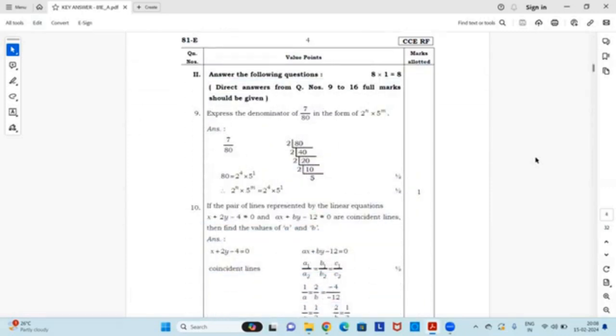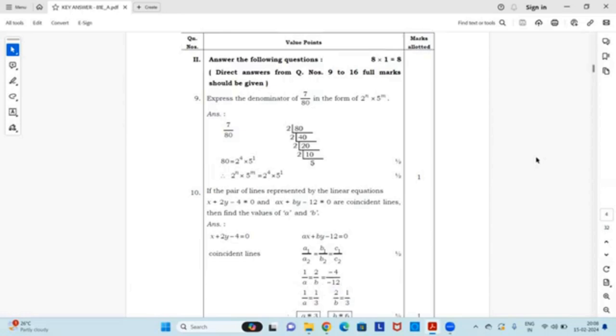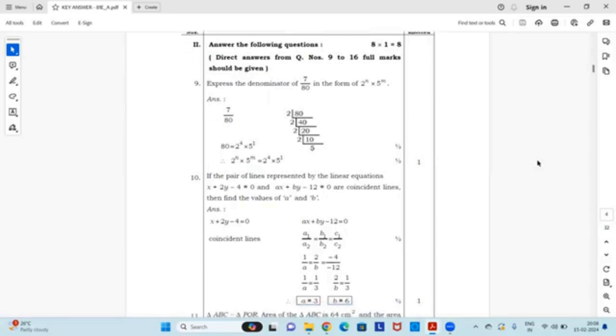Answer the following questions. Please observe it carefully. I have shared the paper with you all, because there were many comments to share the mathematics model paper of class 10. So here this will help you. Observe the question, observe the steps, how they have solved it, and the marks segregation is also given towards the right side. You can just observe it.